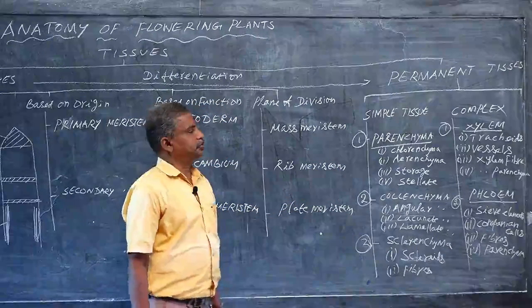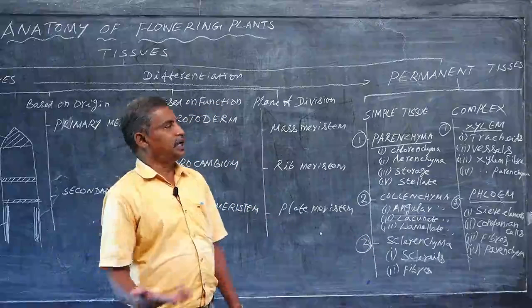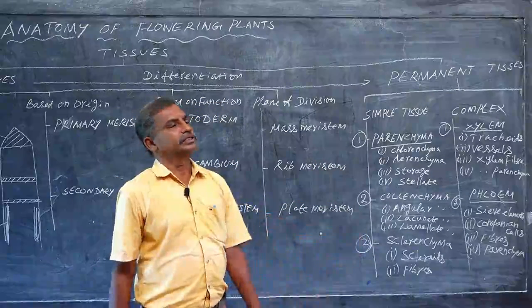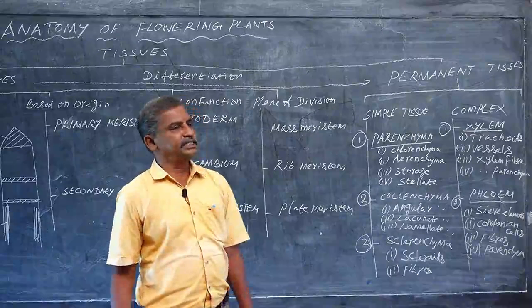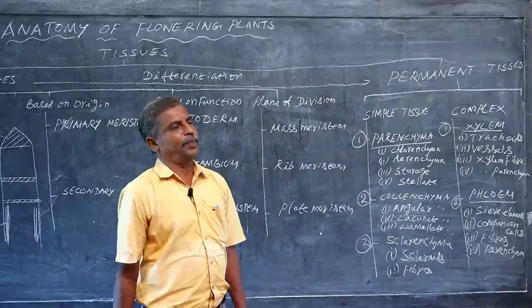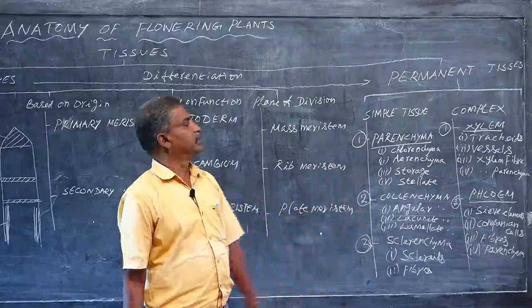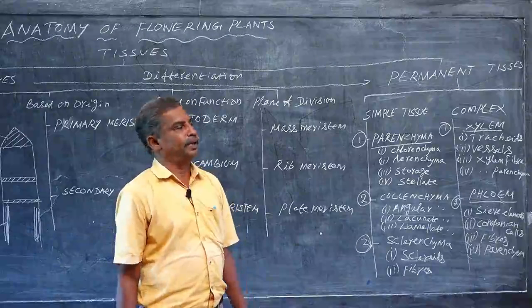Then the third tissue is the xylem fiber. Already we have discussed the fibers. The fibers found in the xylem are called xylem fibers, which give mechanical strength to the plant and assist the water conduction. Then the next one is the xylem parenchyma. The parenchyma cells associated with the xylem complex tissue are called xylem parenchyma.